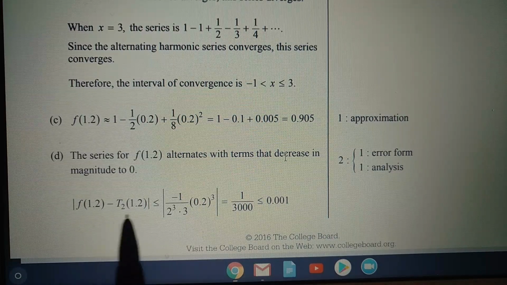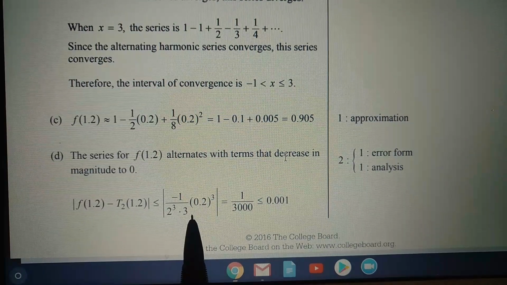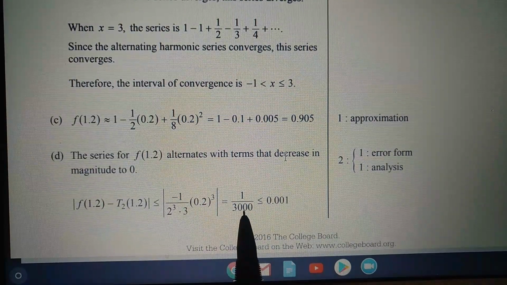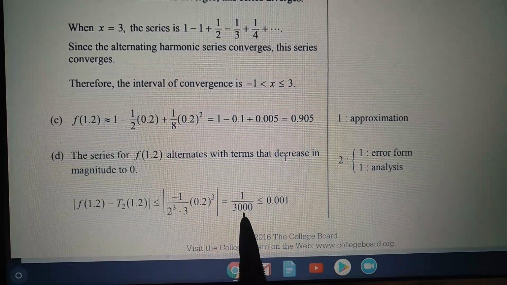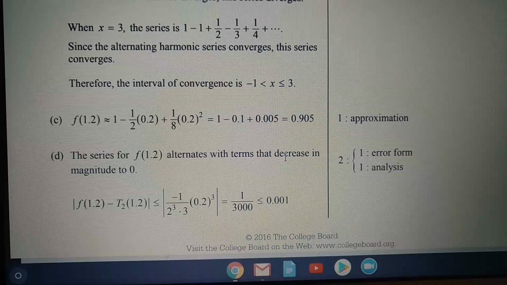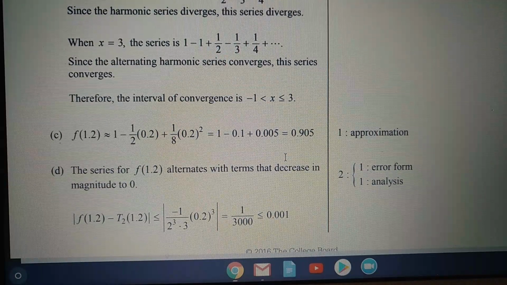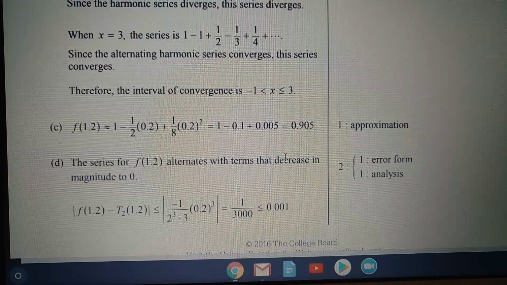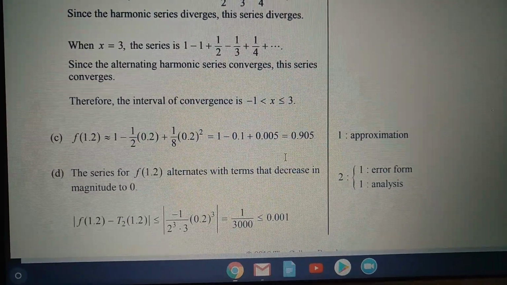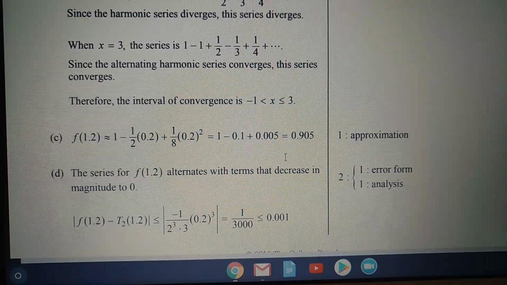And then if you do the correct analysis, that error, that's an expression for error, has to be less than the bound, which equals 1 over 3,000, which is less than the value given. So we can say that our error is less than that. Okay, that's what you've got.